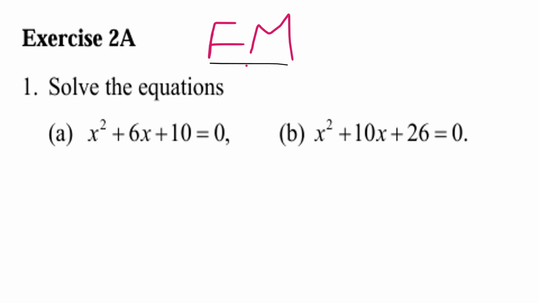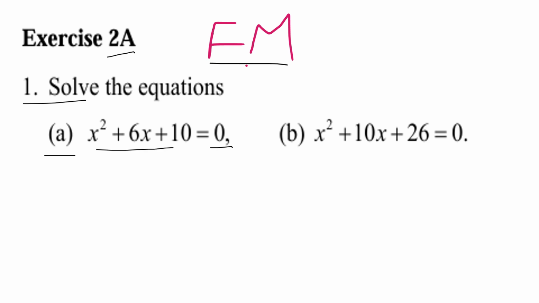We're looking at solving quadratics that have no real distinct roots, i.e., where the discriminant is strictly less than 0. If you're not sure about that, don't panic. The discriminant just means when b squared minus 4ac is strictly less than 0. So, Exercise 2A, solve the equations. Part A: solve x squared plus 6x plus 10 equals 0.